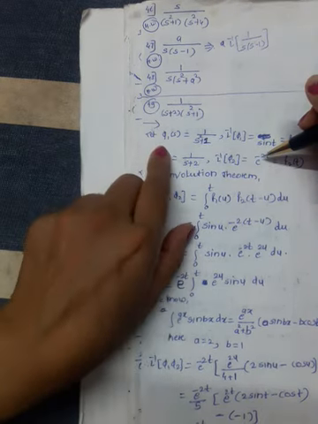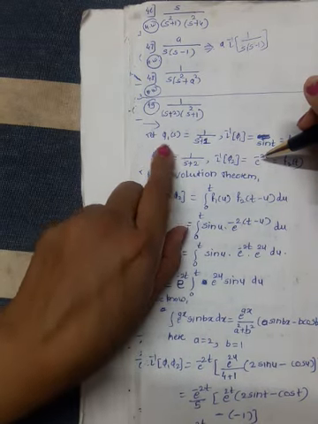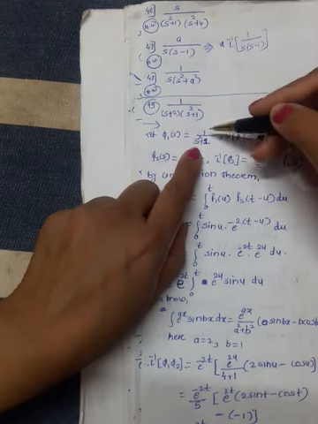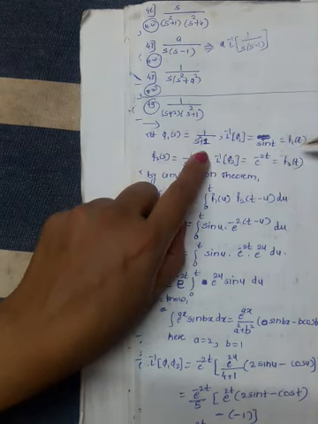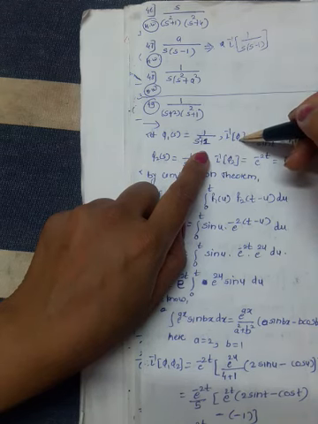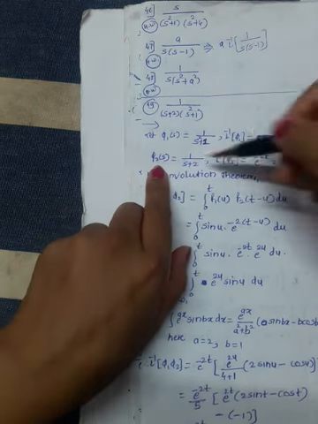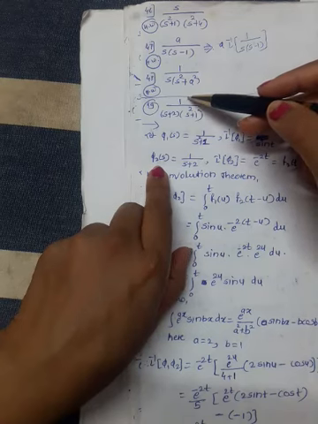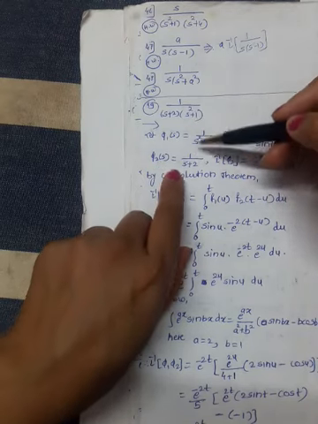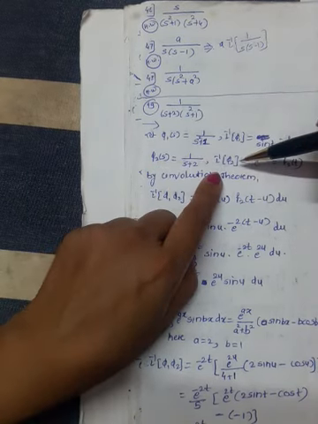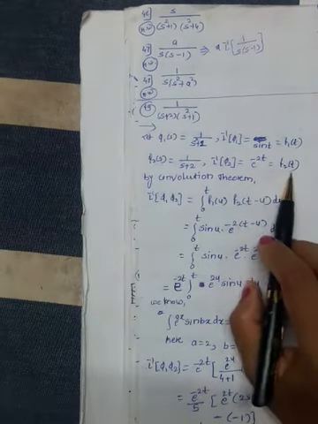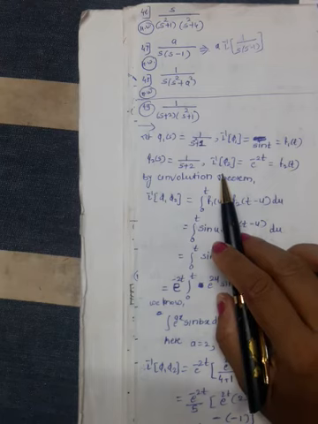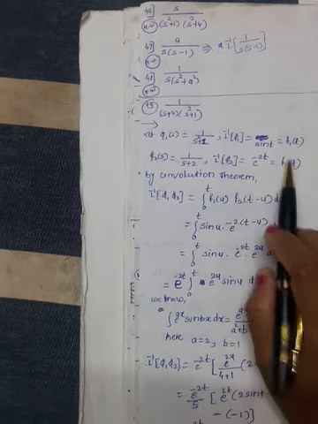That's why start with the difficult one. Let phi 1 of s be equal to 1 upon s square plus 1. Take the inverse of phi 1, we get sine t. Call it f1. Phi 1 means f1 of t. Now for the second function, phi 2 of s, that is 1 upon s plus 2. Take the inverse of this. The inverse of 1 upon s plus 2 is e raised to minus 2t, and call it obviously f2. Phi 2 means f2 here. This is the first step.